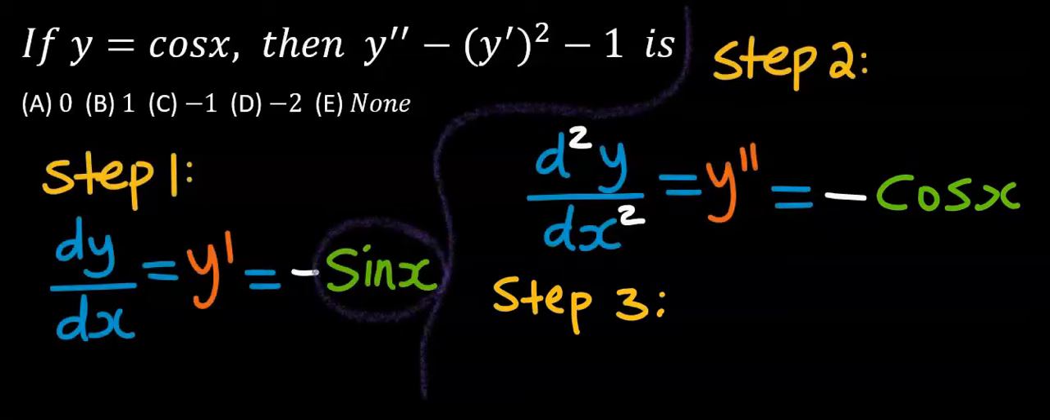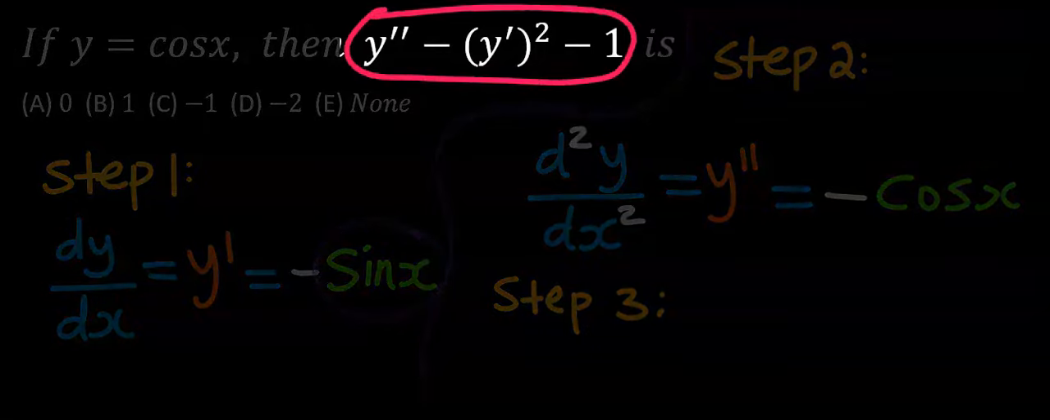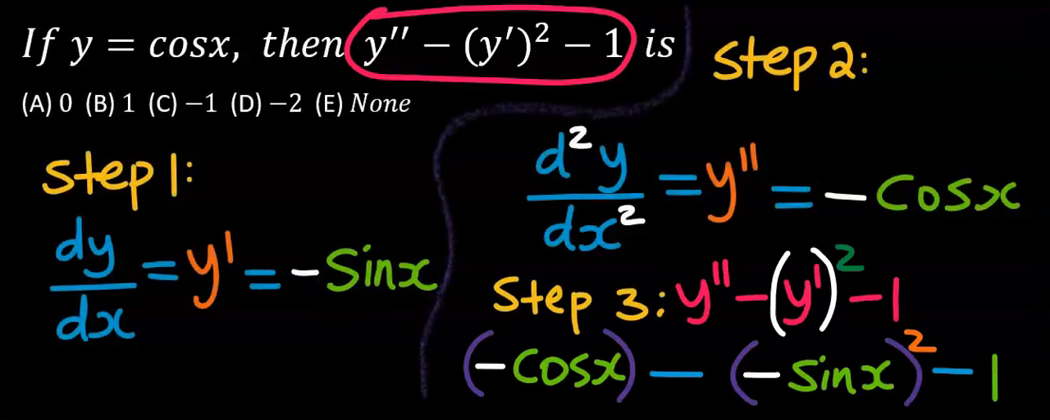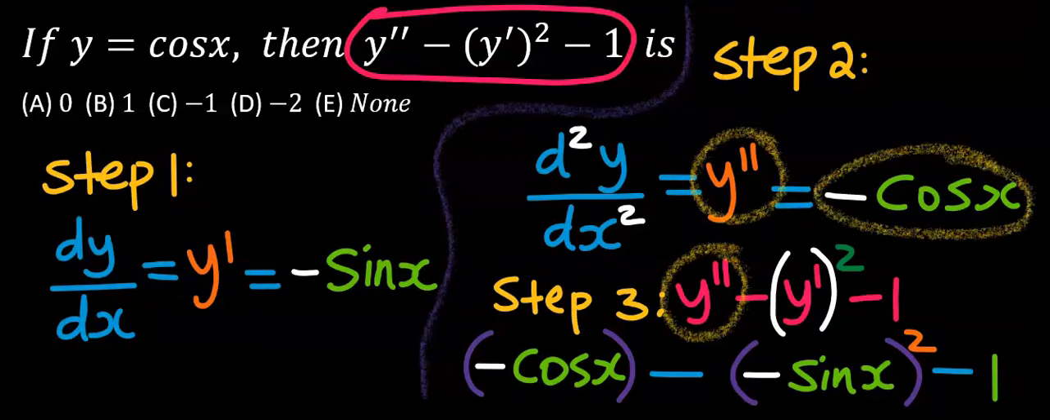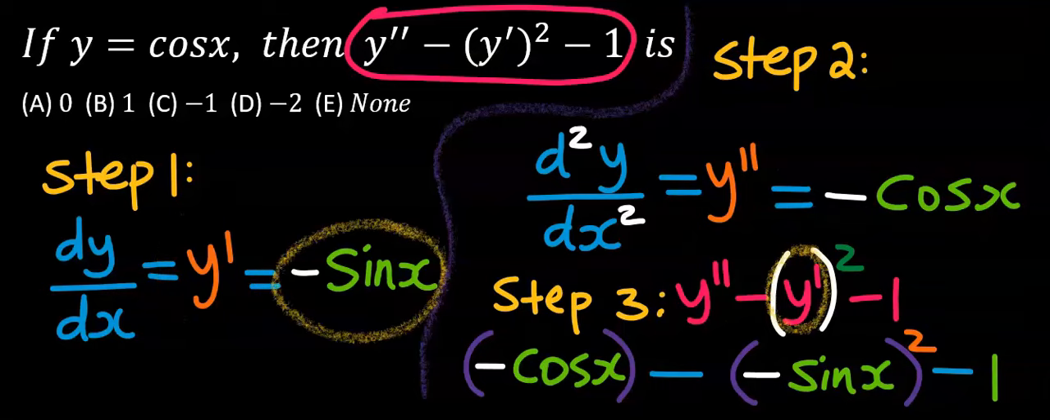Next, in step number 3, we are going to consider the given condition. Instead of the second derivative of cos x, we are now going to have minus cos x. And instead of the first derivative of cos x, we are going to have minus sin x. However, there is a squared.